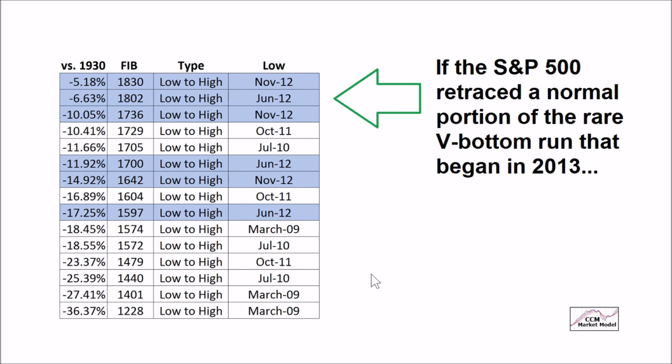So again, using the theory that what goes up might come down, if we retraced some of that odd behavior, what might it look like? These are the fib levels for the retracements. So this would be from the November 2012 low on the S&P 500 up to the recent highs in 2015. One of the retracements would take us to 1830. That's a 5% drop from where we closed on Friday at 1930.